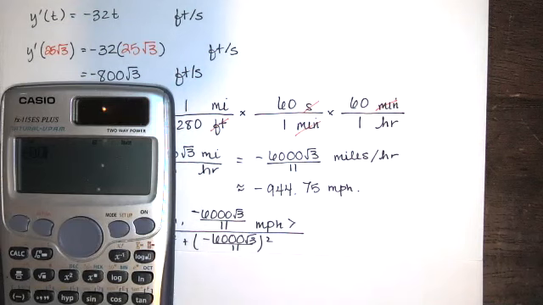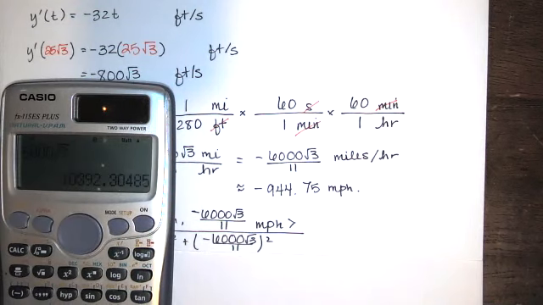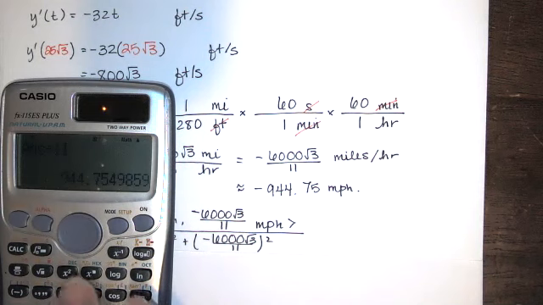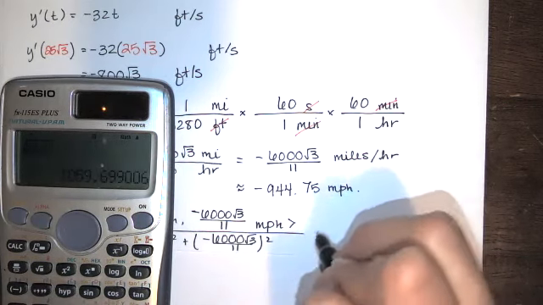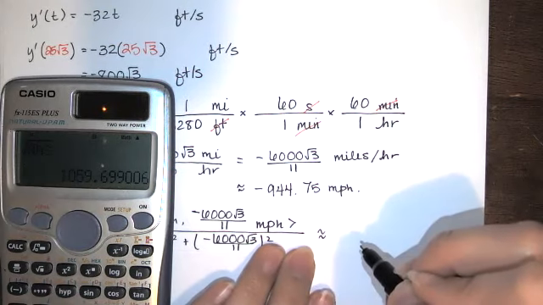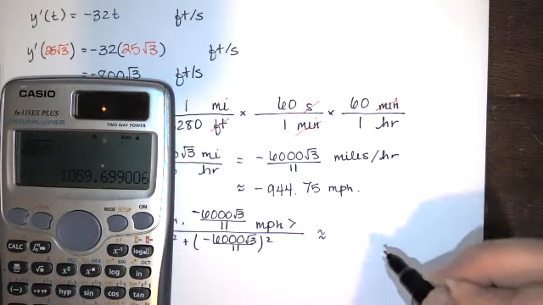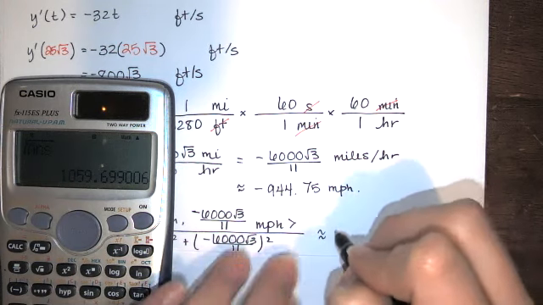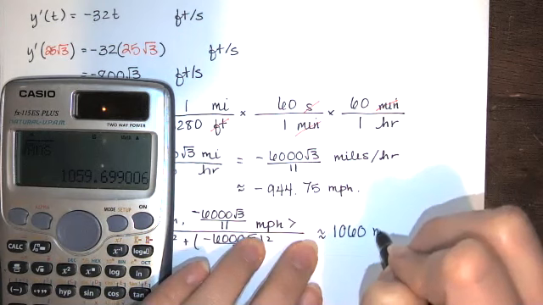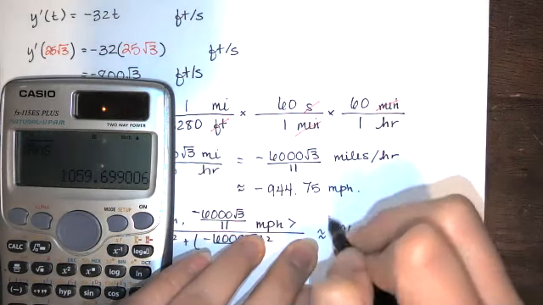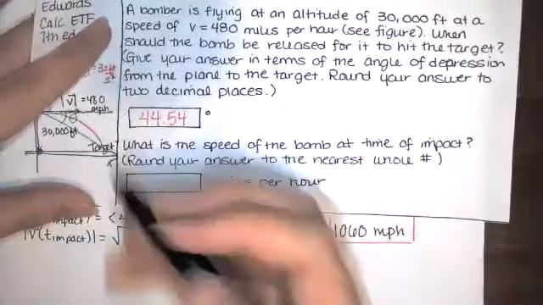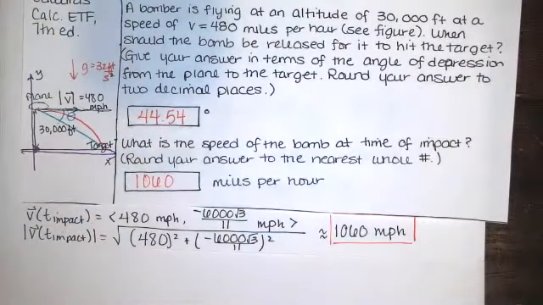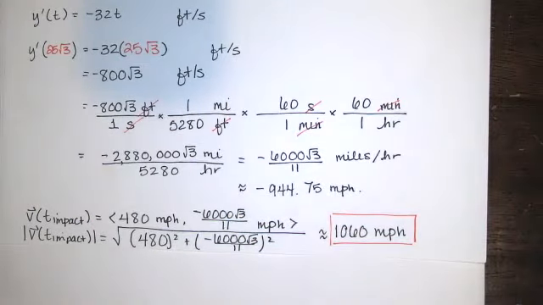We're squaring a negative number so that it really doesn't matter, we don't even need to type it in. Got that number, we're going to square it. Then we're going to add 480 miles per hour squared. And then we're going to take the square root of the answer. And we get about 1,059.699. And that is about 1,060 miles per hour when we round to the nearest whole number. Yes, round to the nearest whole number. Okay, so that's how we do that.